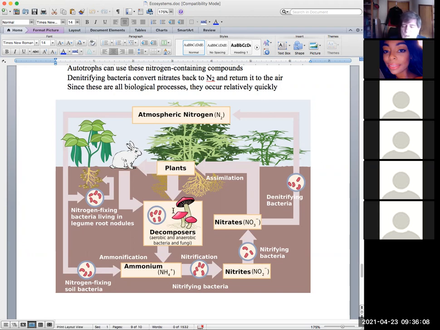Now, when the decomposers break down nitrogen-containing compounds to ammonium, to nitrite, to nitrate, then these can be reabsorbed by plant roots. So they could either be reabsorbed by plant roots, or they could ultimately be used by denitrifying bacteria.